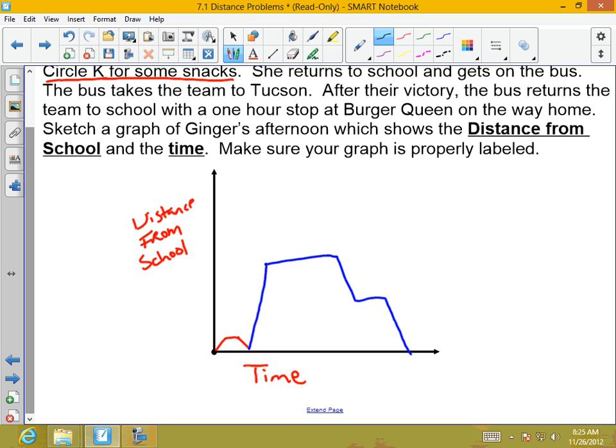This is distance from, so it can go back home. See, right here, this right here is her distance from point. Distance from school. This is school. If it had been distance from home, that would be home. Because it's distance from, she can leave and go back towards her home or her school. This is Circle K. This is school in Tucson. This is Burger Queen. This is back to her school. Okay, that's all we're doing. This isn't difficult, is it? No, no. The problem is you guys won't remember these two different things.